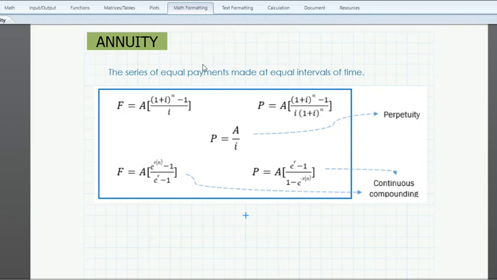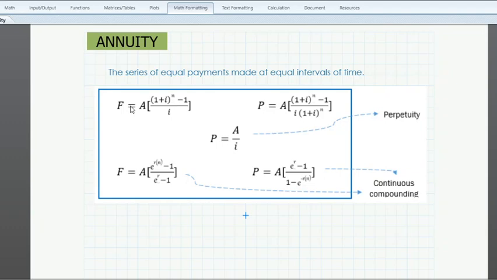So, first one is F is equal to A times 1 plus I raised to N minus 1 all over I. Then, we have P is equal to A times 1 plus I raised to N minus 1 all over I times 1 plus I raised to N. So, etong mga formula na to, kapareho lang din nung dati.